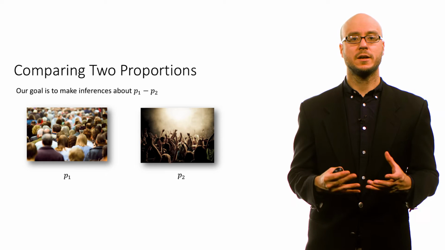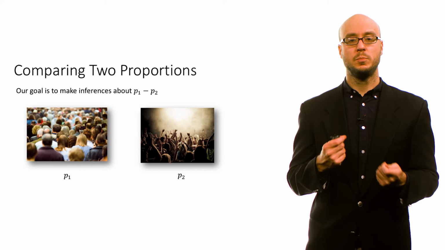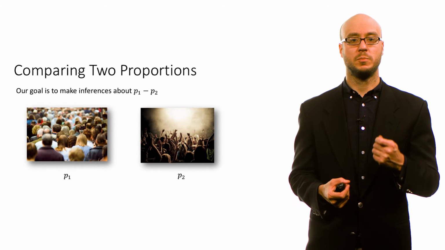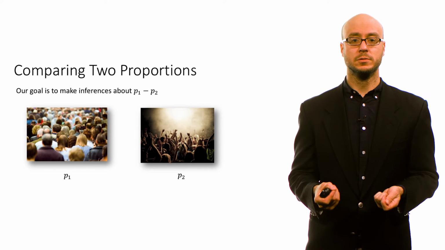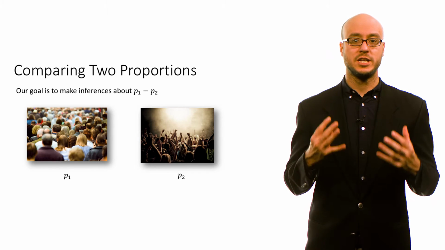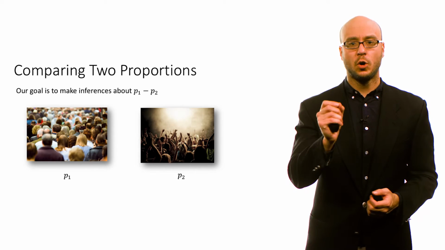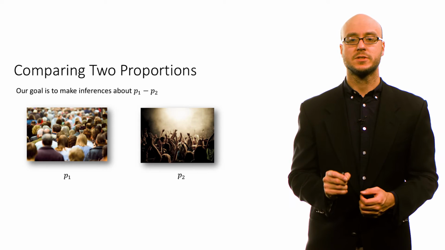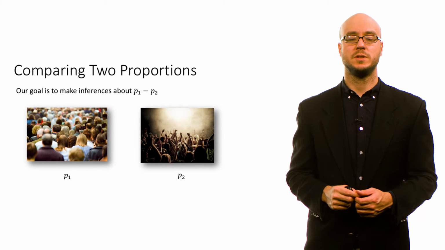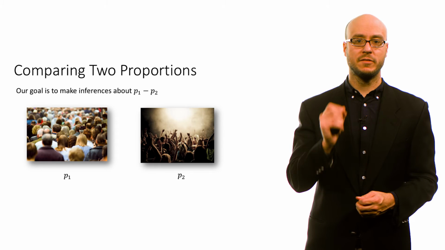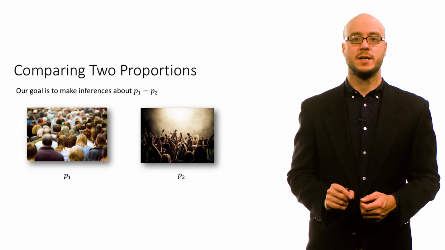So the goal here is that we have two population proportions, which we denote by P1 and P2. So these are proportions in the population, and our goal is to make an inference about the difference between these two proportions. So we want to make an inference about P1 minus P2. The important point here is that we're dealing with a single number. P1 minus P2, that's one number.